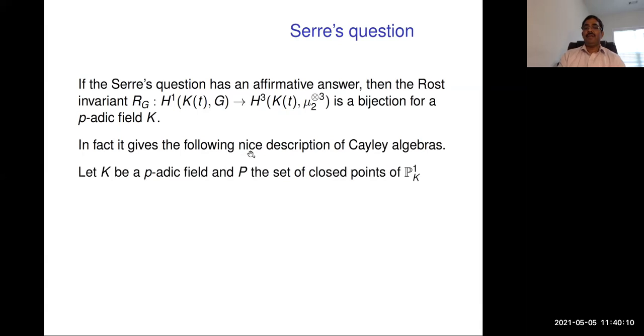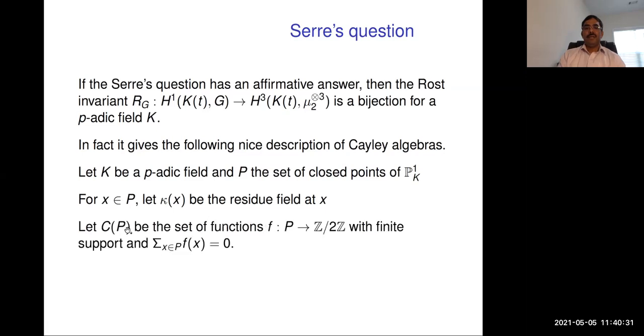In fact, it gives the following nice description of Cayley algebras. That's why Serre asked this question. Let K be a periodic field and P the set of closed points of P1 over K. For any X in P, let kappa X be the residue field at X. Let CP be the set of functions f from the set of closed points to Z mod 2Z with finite support, that means only finitely many f(x) are non-zero, and such that the sum of all f(x), where x is in P, is 0.